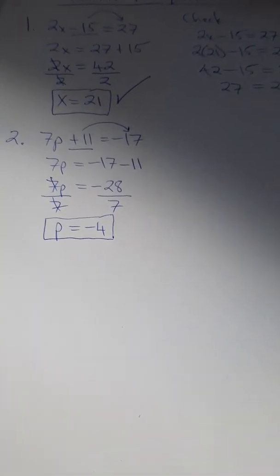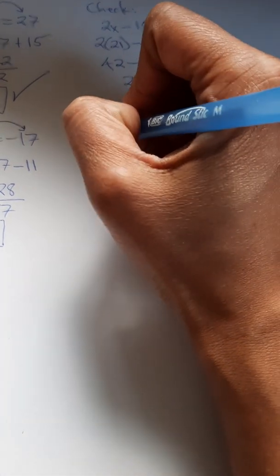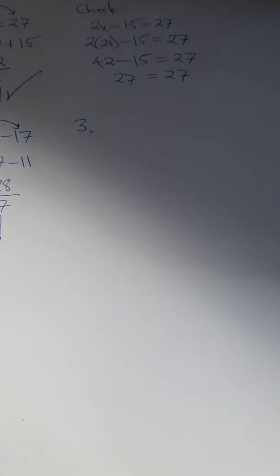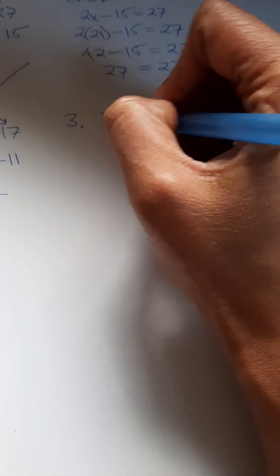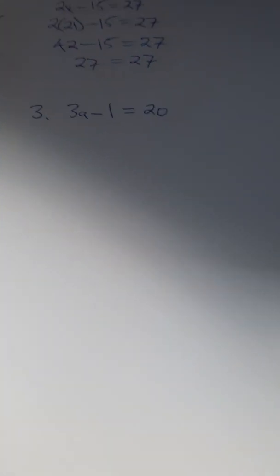Does anyone have any questions so far? All right, good. Let's go to the next example. Let's try a simple one here. I have 3a minus 1 equal to 20.